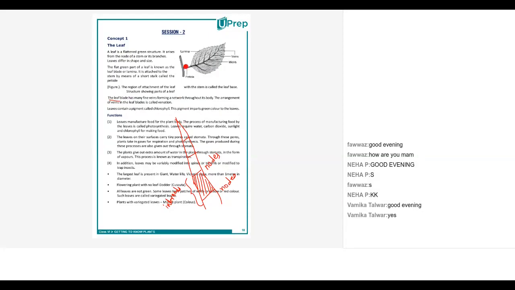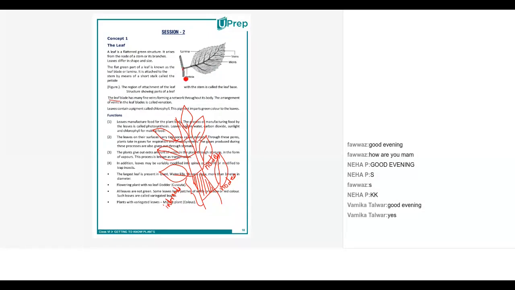So whenever a leaf comes out, a leaf will always come out from a node. It will never come out from an internode. Never. Always leaves come out from a node, and most of the time it is from both the directions. From both the directions the leaves come out. Is that clear? Yeah, ma'am. Okay.